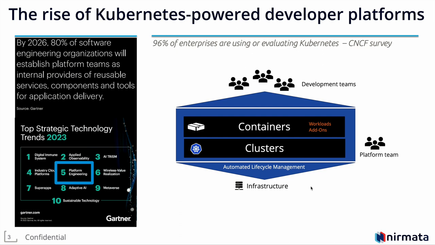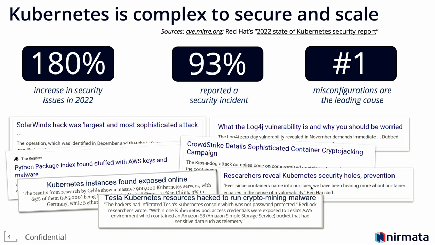As we've heard, Kubernetes is really helpful in managing applications and containers at scale. But it's also very complex to secure and scale the platform itself. Different surveys have shown an increase in security issues, with 93% of users having reported at least one security incident.